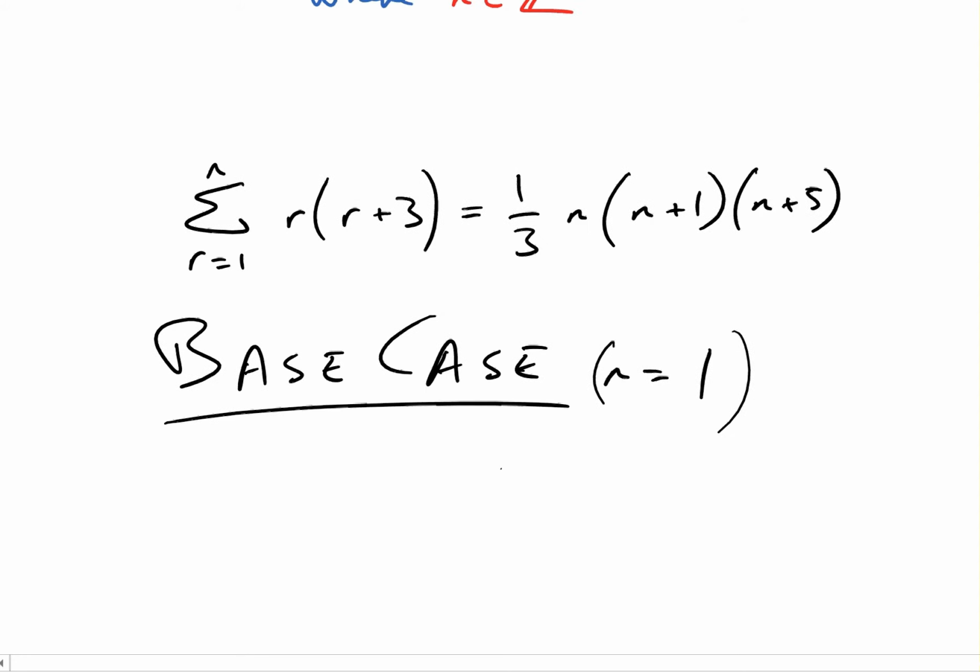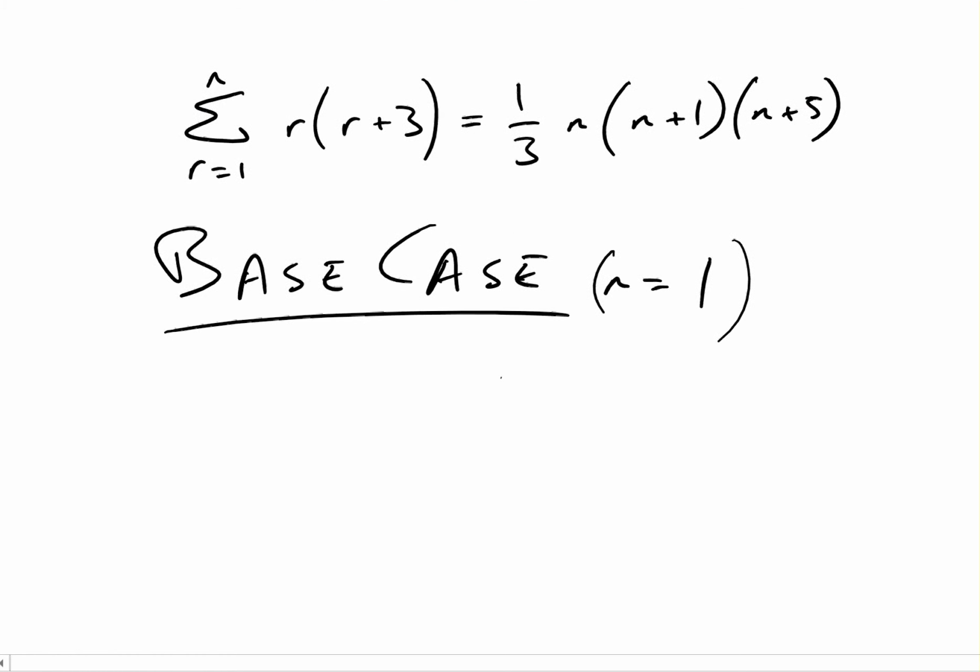Okay, so the base case is the n equals 1 case, so all we do is replace n with 1. And we consider the left-hand side and the right-hand side separately. So let's consider the left-hand side first.